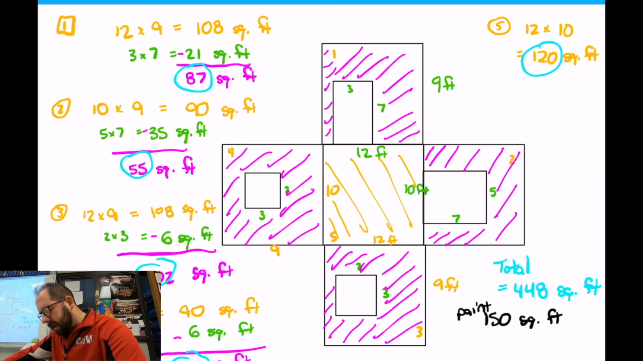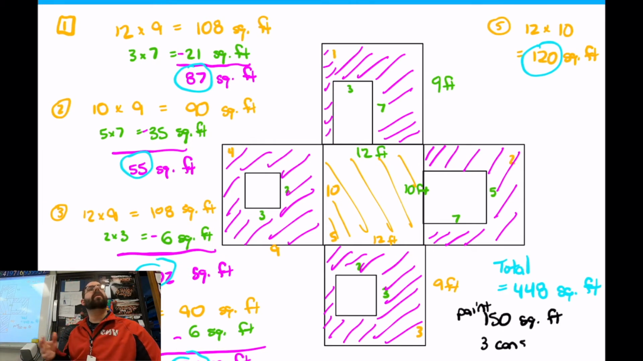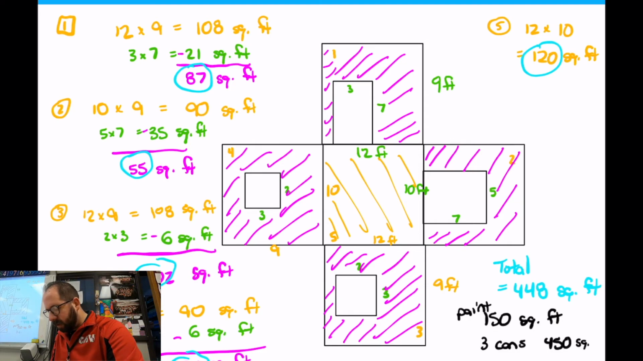So this is the paint coverage. So what do I need? 4 cans of that? So 150 times 3. I need 3 cans. That'll get me to 450 exactly. So 3 cans of this will get me to 450 square feet.